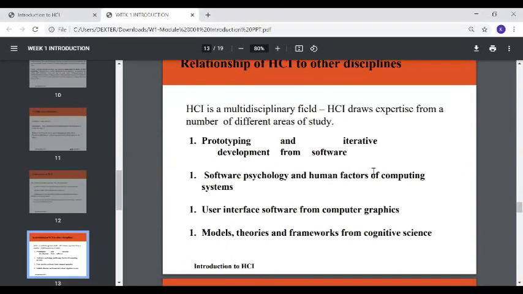So, the relationship of HCI to other disciplines. HCI is a multidisciplinary field. HCI draws expertise from a number of different areas of study. Okay, first we have prototyping and iterative development from software.